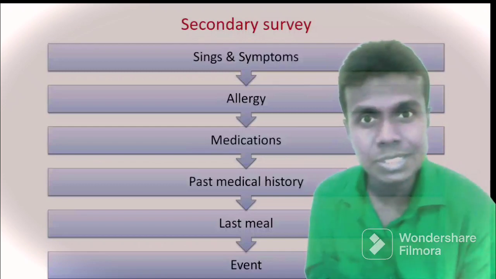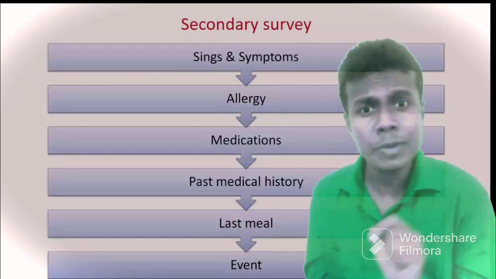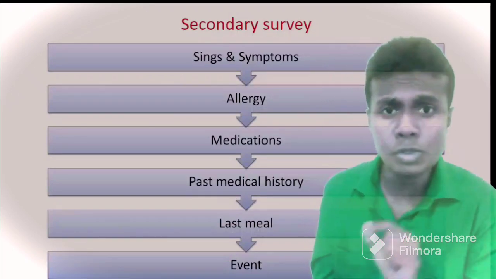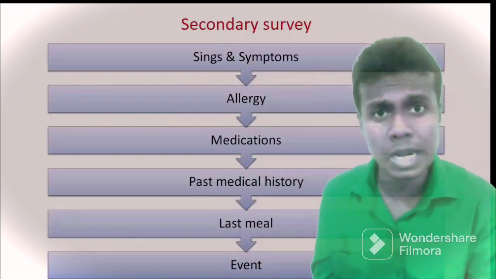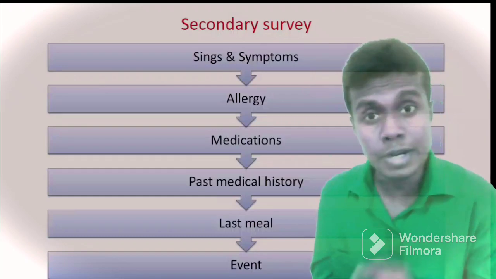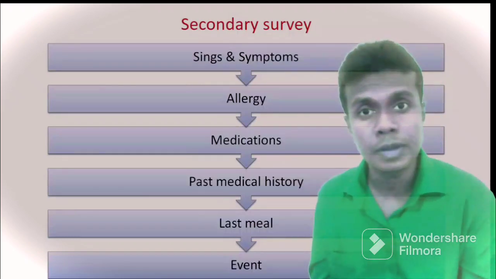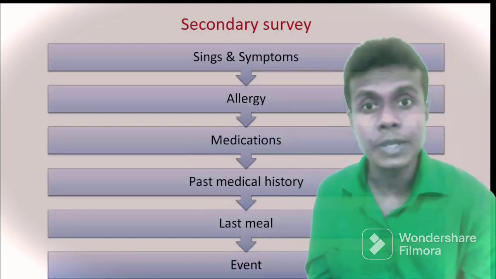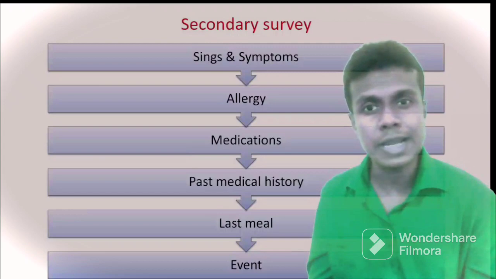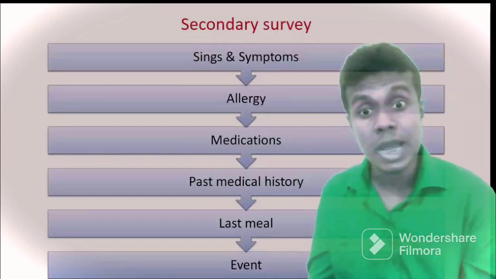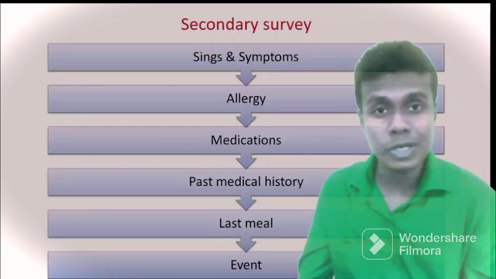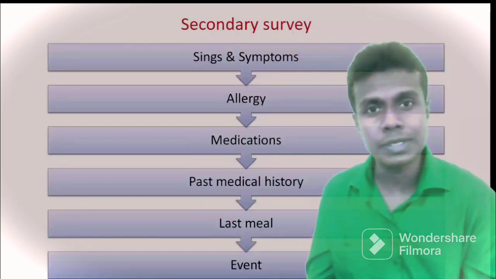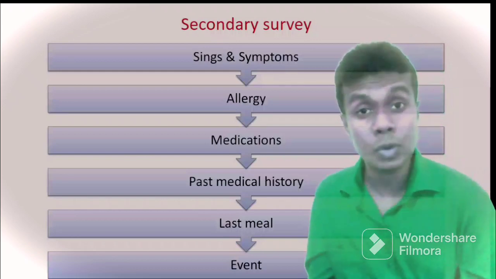Do you have any allergy? Are you on any medication right now? Do you have any past medical history, or are you suffering from any medical diseases? When did you have your last meal? What happened? What is the event leading to this condition? You have to take that history. That history is called AMPLE history: Allergy, Medication, Past medical history, Last meal, and Events leading to trauma. That is how you are going to manage a conscious patient.